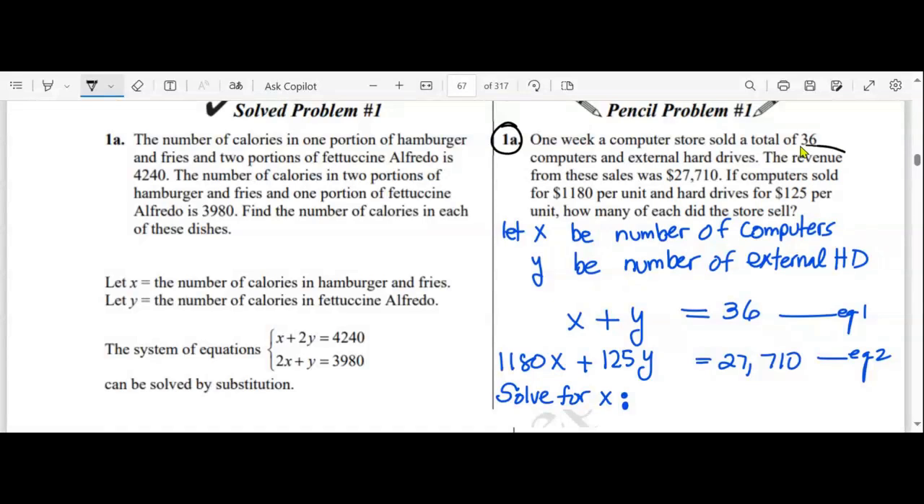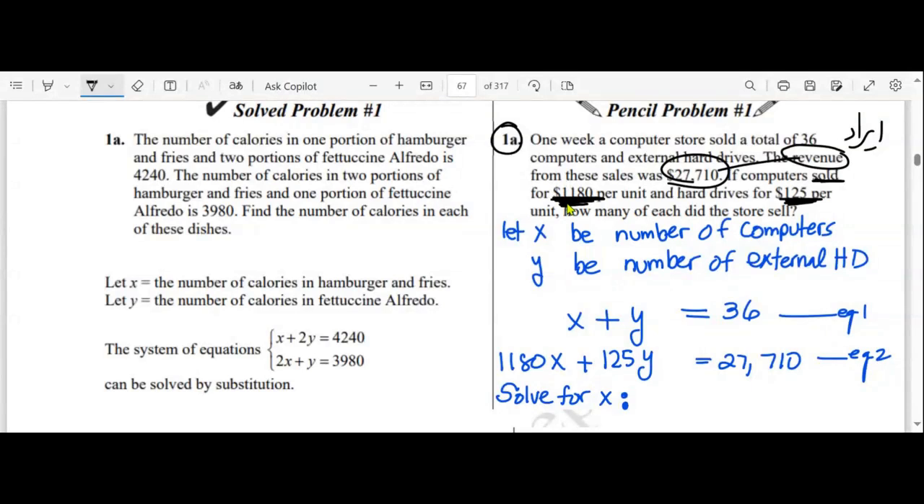So the revenue, what does revenue mean? Revenue means income. Yes. The income was how much? 27,000. If he sold how many computers at 1,180, and how many hard drives? We don't know how. Now, I'm sorry. He sold, yeah.